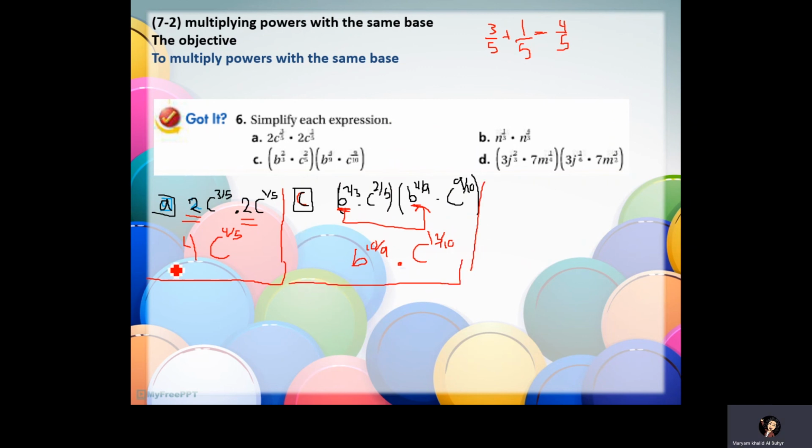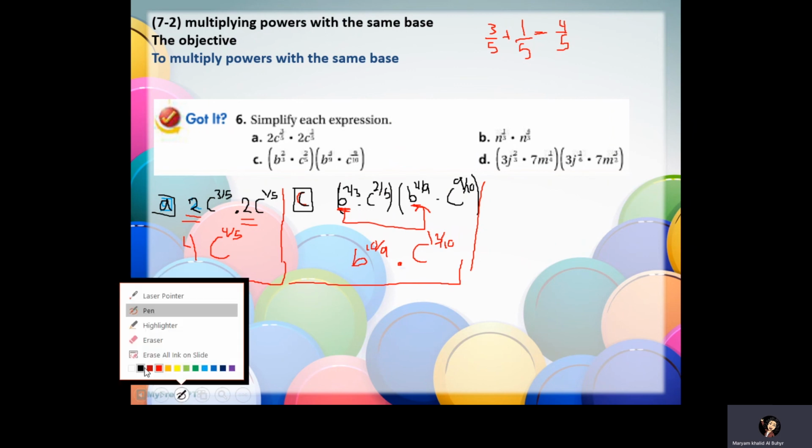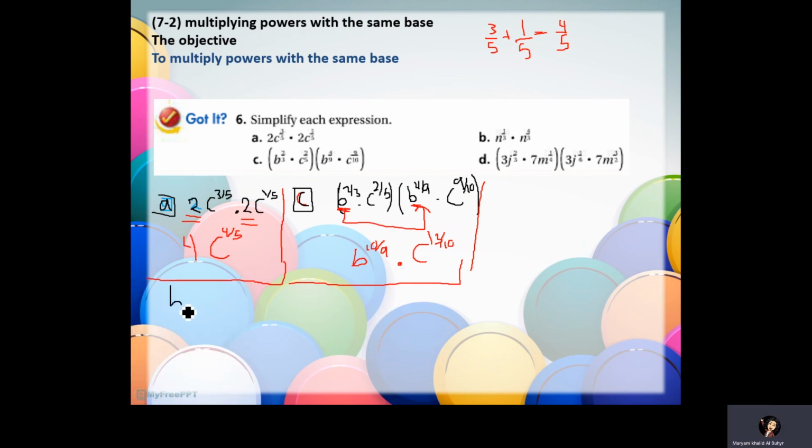I'm going to do B with you. So let's do B here. It's easy, it's basic, we just have one base. The first one is n to the power 1/3 times n to the power 4/3.